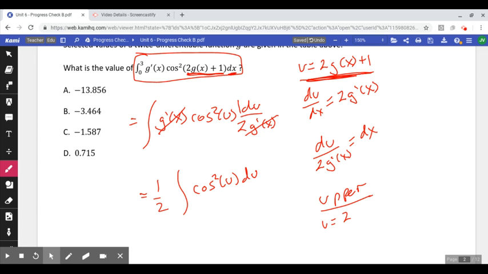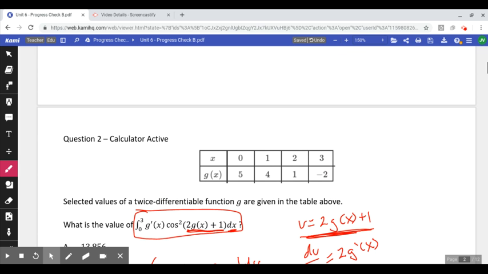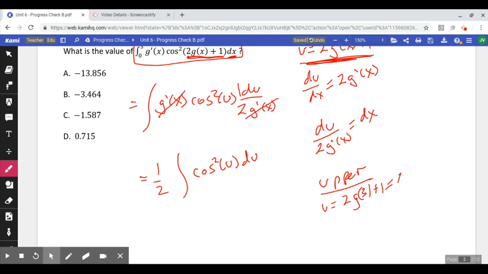So we'll type this in. We'll go 2 times g of 3 here. 3 is your old or previous x value for your upper limit. And that's going to be plus 1. So we'll go up to the table, and g at 3 is negative 2. So this will be 2 times negative 2 plus 1, which is negative 4 plus 1, or negative 3. So we can replace that here in the upper limit with negative 3.